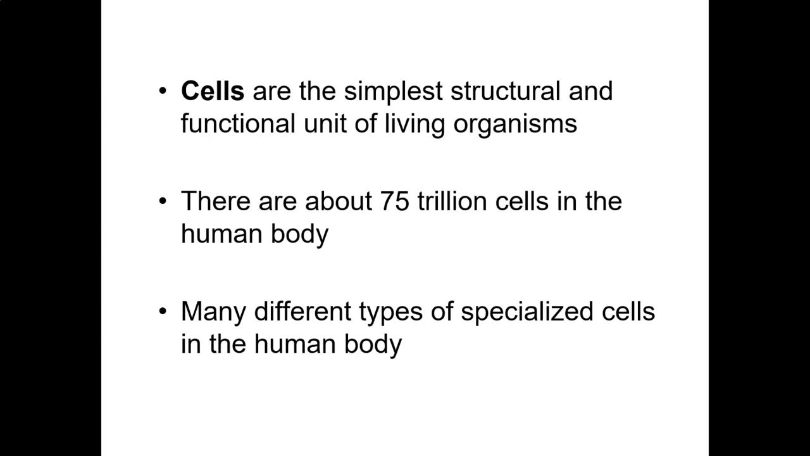All right. First of all, cells are the simplest structure, and they are the functional unit of living things. I think you already know that. There are about 75 trillion cells in the human body. That is a lot. I mean, really think about that. 75 trillion. And many different types. We have many different types of cells, and many cells are specialized.